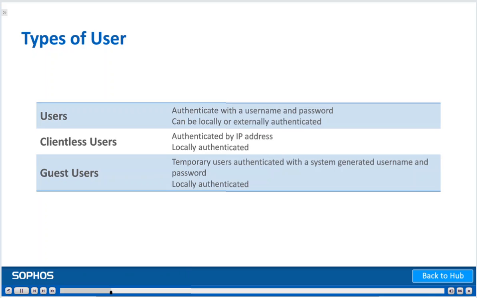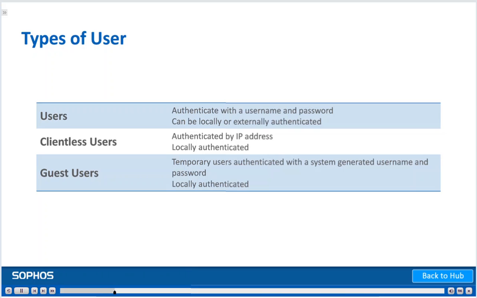The XG firewall has 3 types of users. Standard users that authenticate with a username and password. They can be authenticated locally by the XG firewall or using an external authentication server such as Active Directory.